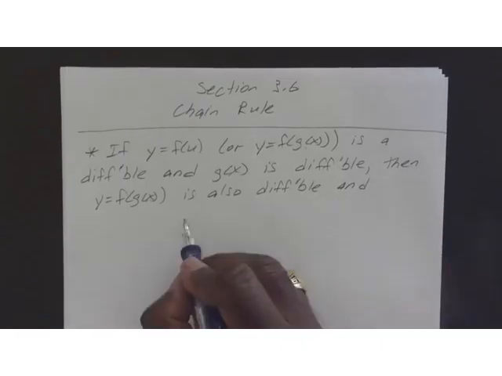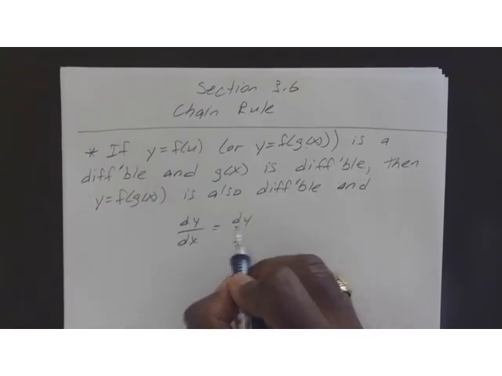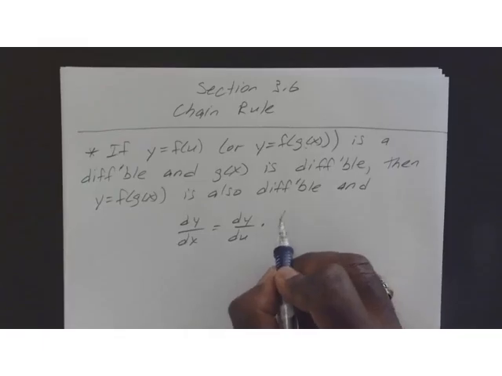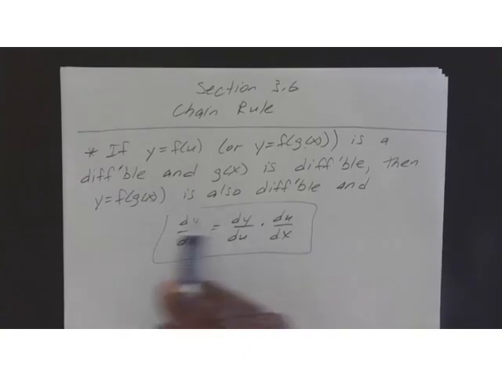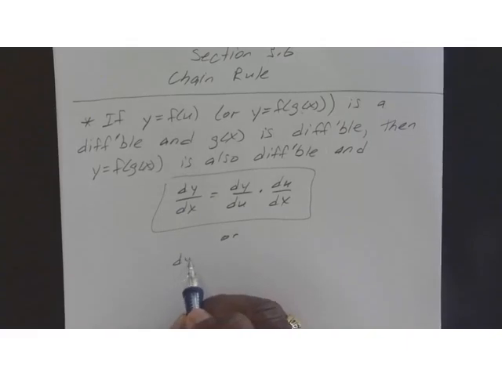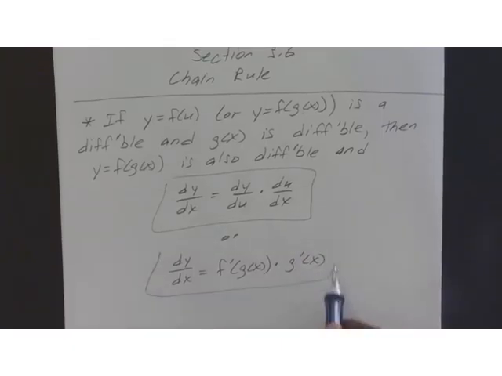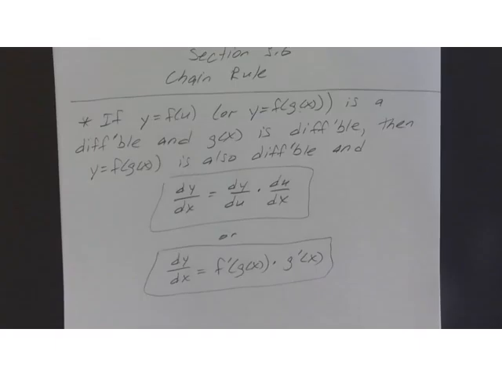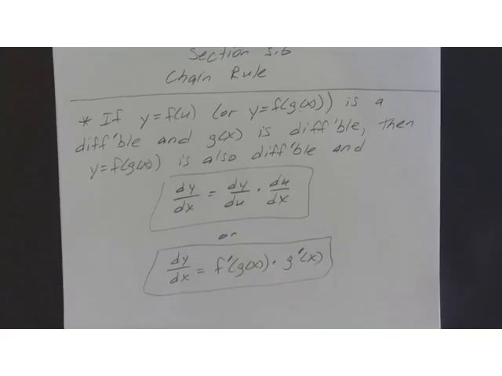and the derivative of y with respect to x is equal to the derivative of y with respect to u times the derivative of u with respect to x. Or we can rewrite it as the derivative of y with respect to x is equal to f prime of g of x times g prime of x. Make that prime a little clearer. There we go.